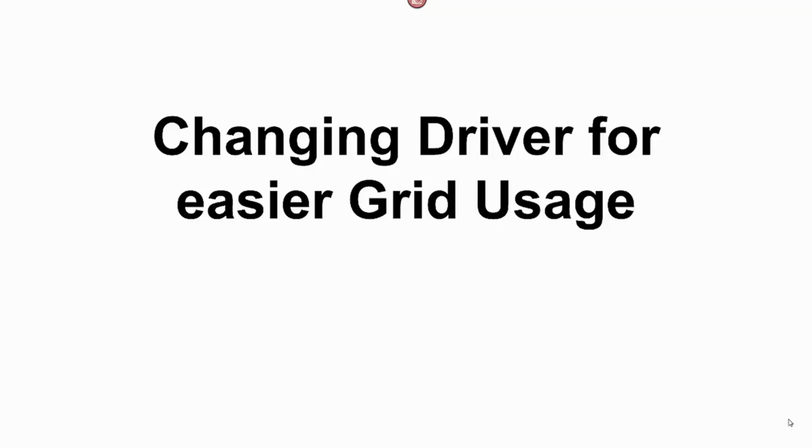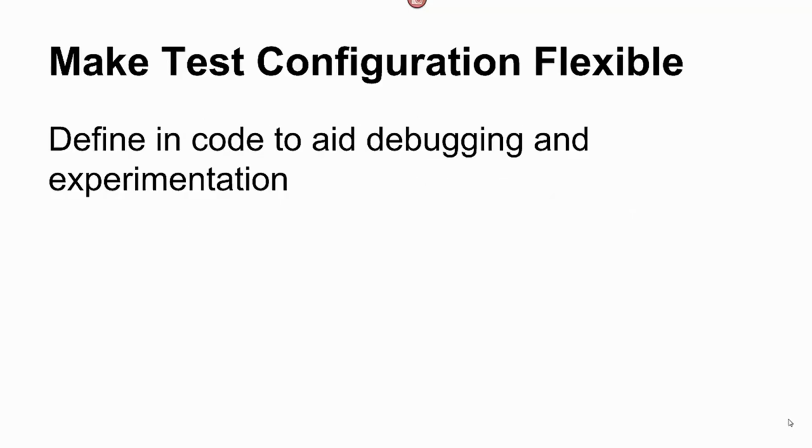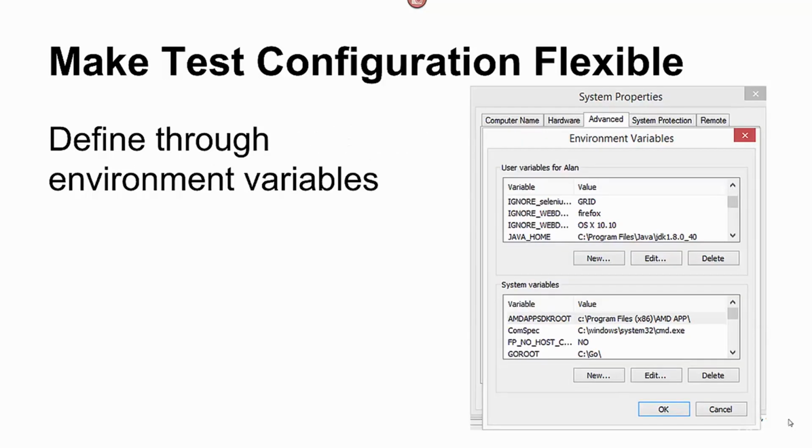When we start using a grid setup, we want to make our test configuration as flexible as we can. In this set of lectures, I'm going to show you some changes I made to the driver class to help me with that. Sometimes we want to define the grid configuration and browser details in the code when we're experimenting, when we're trying things out, when we're debugging. We want to make fast changes just to get things configured the way we want.